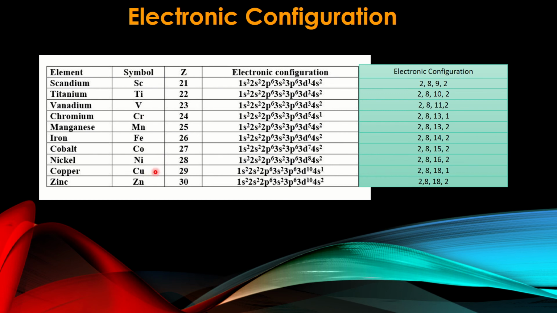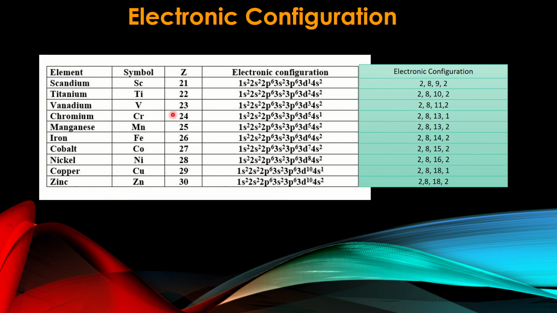But here for copper there is again an exception. 1s2, 2s2, 2p6, 3s2, 3p6, 3d10, 4s1. But it should be 4s2, 3d9. That means 3d9, 4s2. But there is again an exception. This exceptional behavior we will learn today.